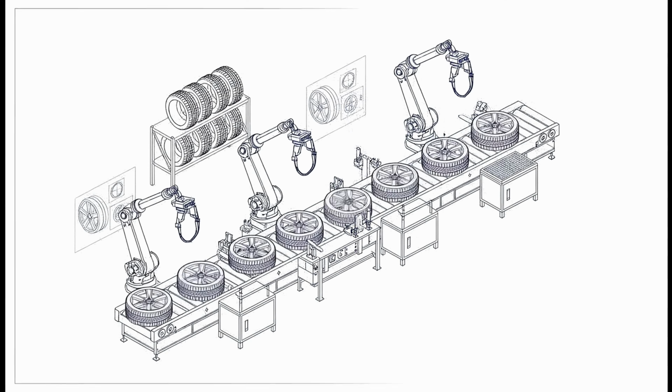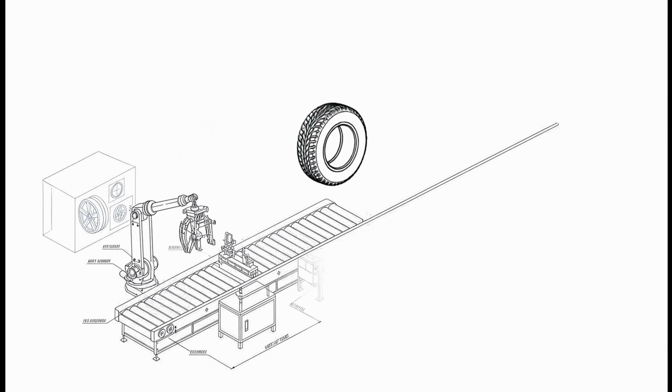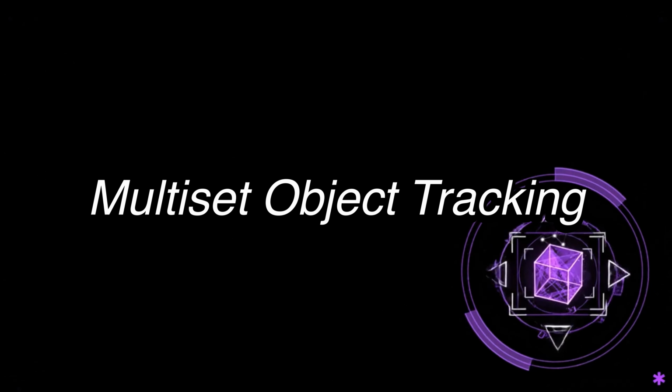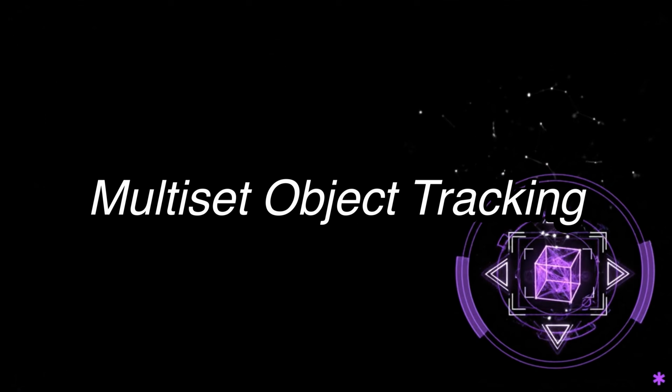Imagine you want precise tracking for your equipment or a product in your assembly line, or you just want to show information on a piece of history in a museum. We have just the right thing for you. Let me introduce you to multi-set object tracking.